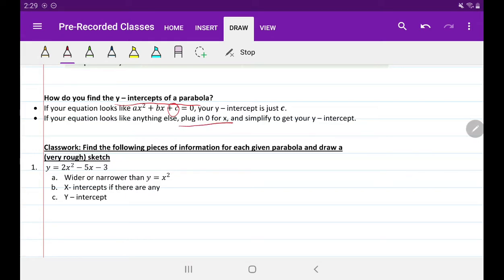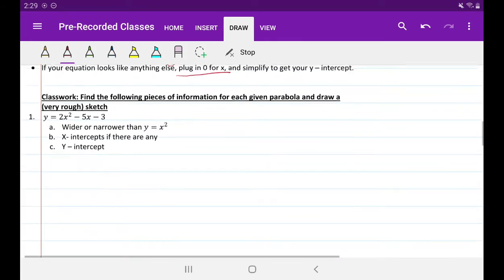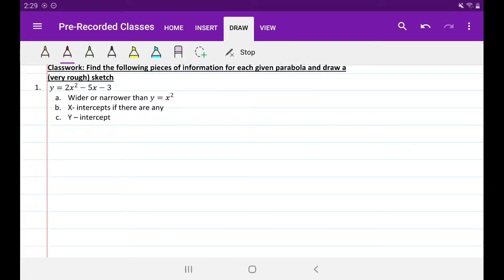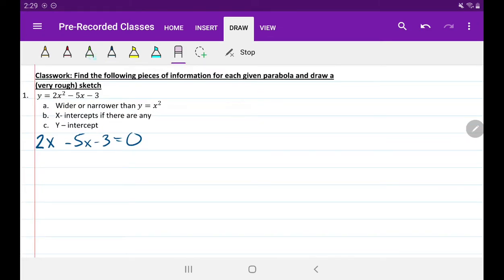Okay, so we'll go through these classwork problems. Finding the x-intercept is usually what takes the most work, so we'll start each one of these by finding the x-intercept. For number 1, to find that x-intercept, I'm going to set that equal to 0. So I'll have 2x squared minus 5x minus 3 is 0. Now, I'm going to guess that this is something I can factor.